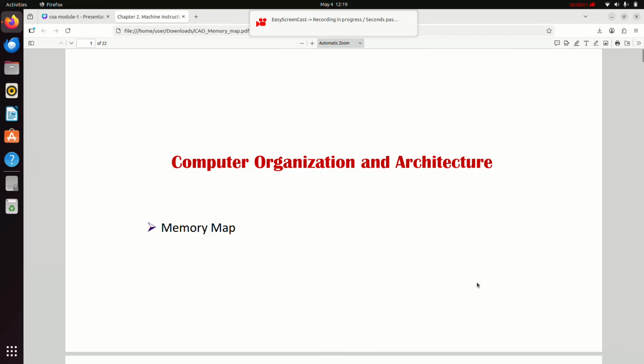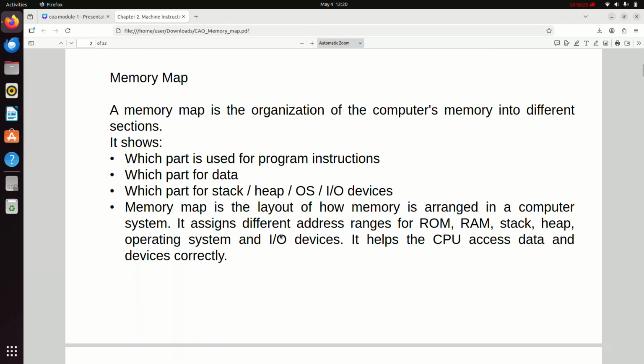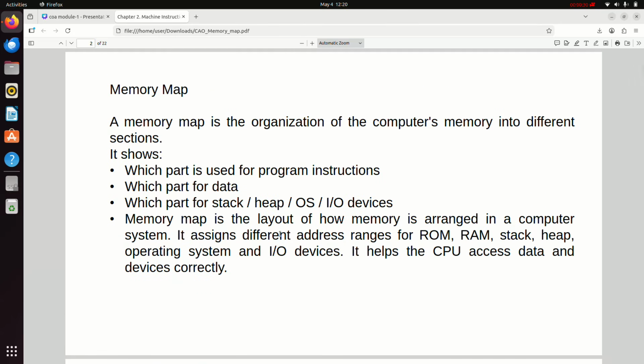The next concept we have to discuss from module 1 is memory map. Okay, so let's start with memory map. What is a memory map? Memory map is the organization of the computer's memory into different sections. It shows how memory is arranged and how different parts are used. That is what memory map actually means.